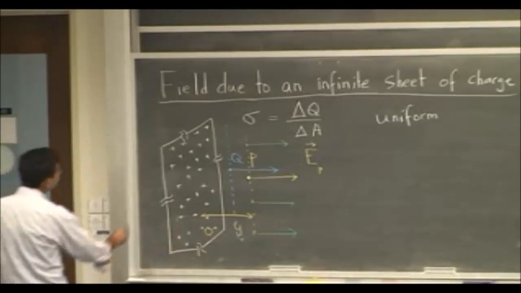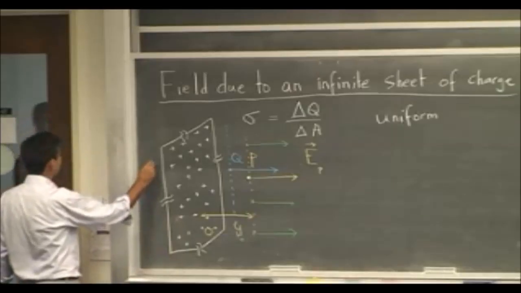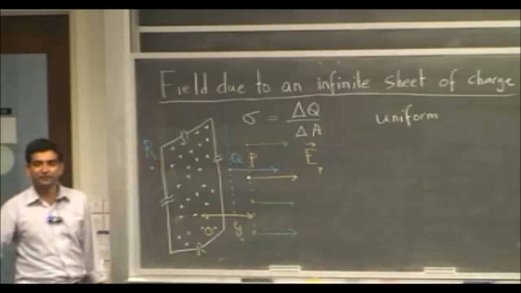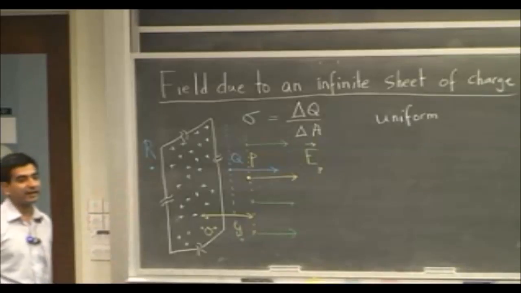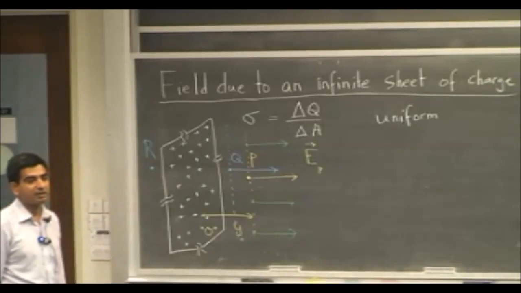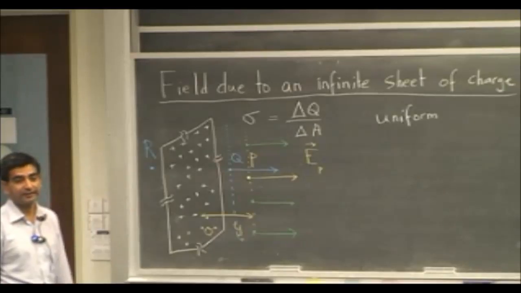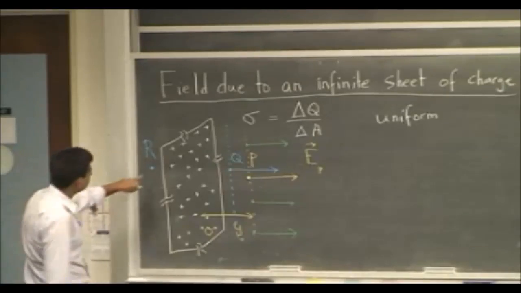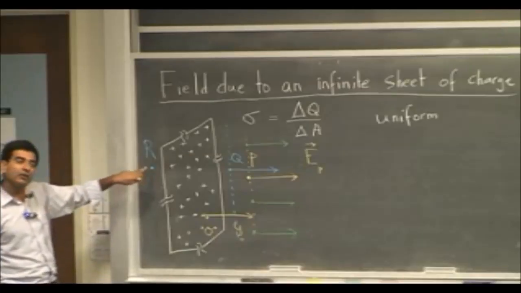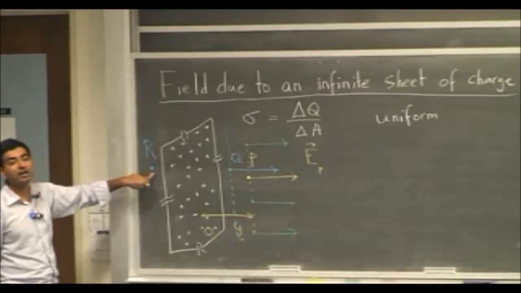So if I choose another point R on the other side of the sheet, there must be an electric field there as well. There's nothing special with the right or the left direction. Both of them are on equal footing. There is no preference as far as space is concerned. So there has to be an electric field at point R as well.